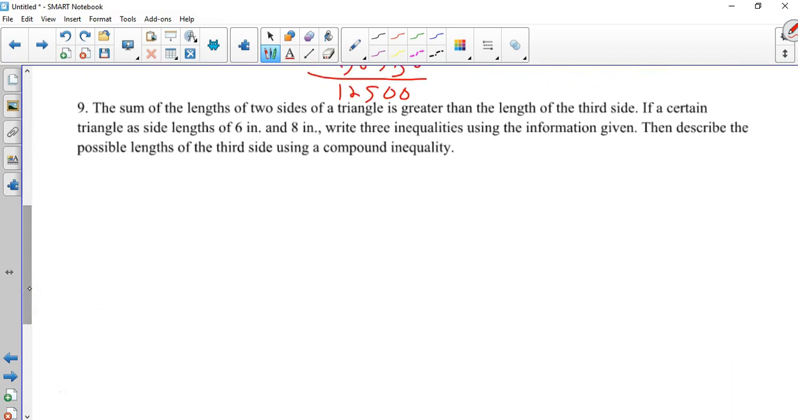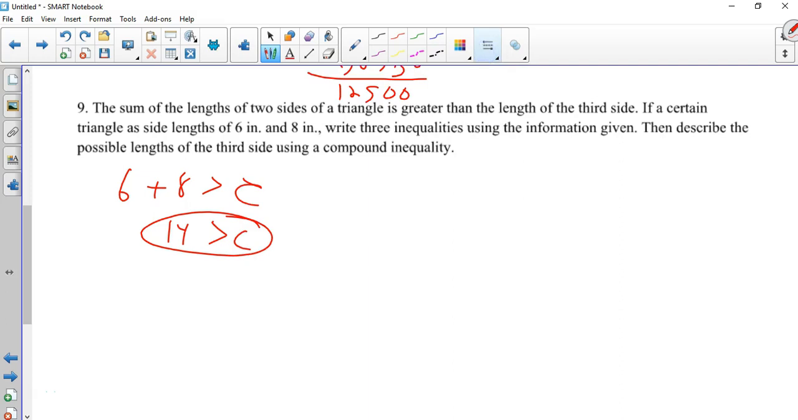Number 9. The sum of the lengths of two sides of a triangle is greater than the length of the third side. If a certain triangle has lengths of 6 and 8, write 3 inequalities using the given information, then describe the possible lengths of the third side using a compound inequality. Okay, so the simplest one is the first side plus the second side has to be greater than C.